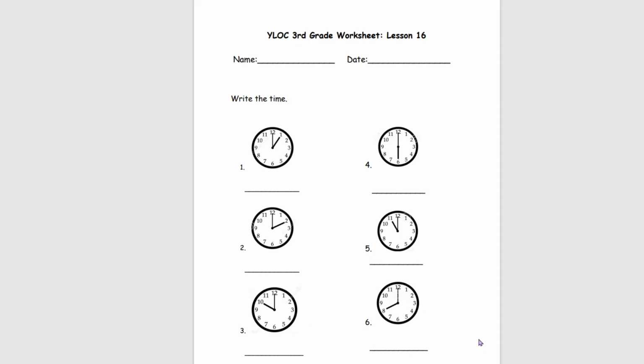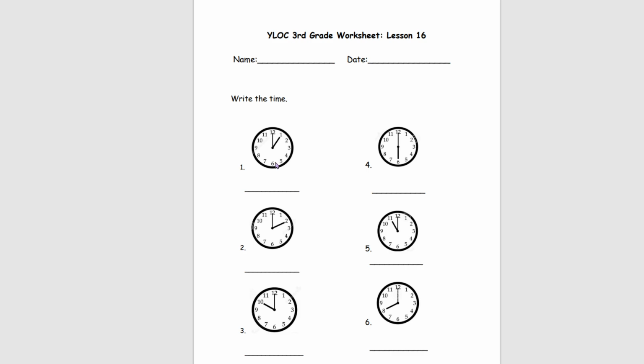Today we'll be making the Wildlock 3rd grade worksheet lesson number 16. To start off, we're writing the time. When looking at a clock, we always want to first look at the big hand and the small hand to see what it is. The small one means the hour and the big one means the minutes.